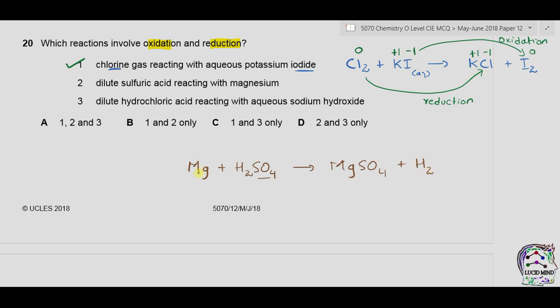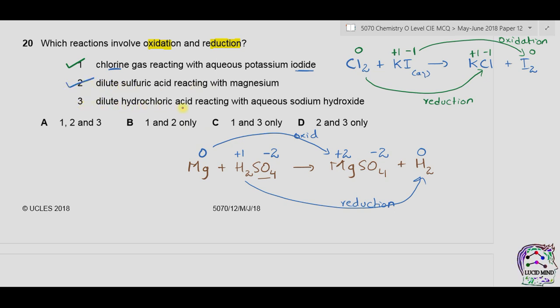Now looking at the oxidation states, the oxidation state of a metal and a molecule is always 0. In H2SO4, hydrogen is +1, SO4 is -2. In magnesium sulfate, as magnesium is from group 2 of the periodic table, it is +2 and sulfate is -2. Now moving from 0 to +2 is oxidation, while moving from +1 back to 0 is reduction. So as both oxidation and reduction take place in the second one, this is also correct.